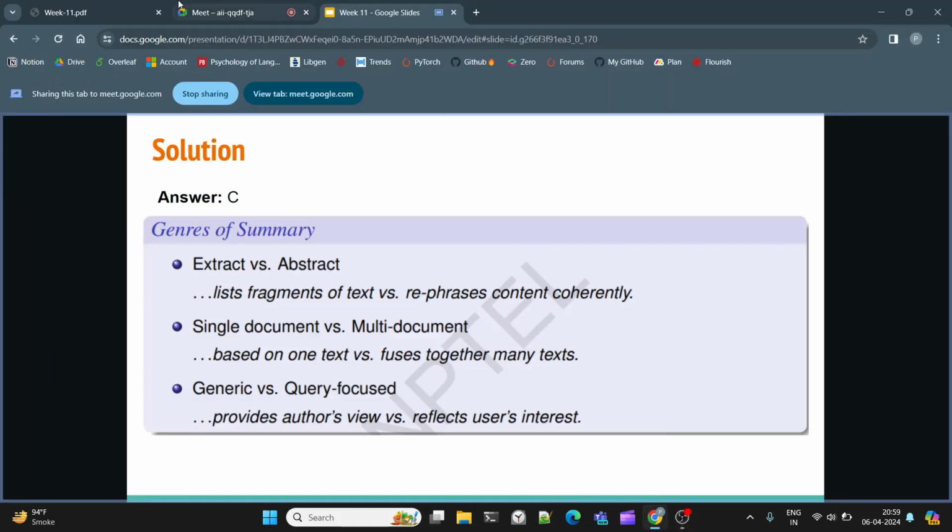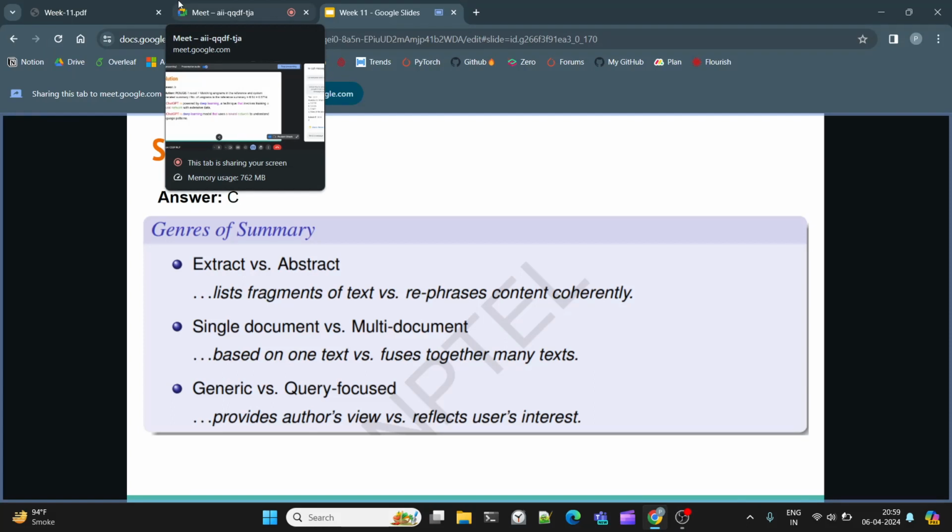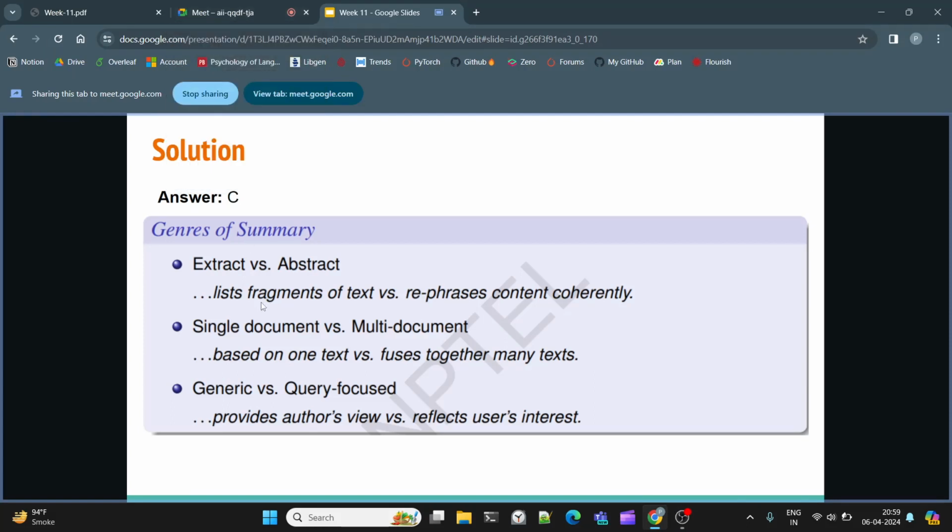Yes, ma'am. And ma'am, what is the difference between a single document and multi-document? So in single document, you have one single document which you have to summarize. In multi-document, you will have multiple documents, maybe pertaining to a single theme. They would have the same theme. Now you use all of those to produce a summary. That's the difference. Multiple documents, but the topic or the central theme would be more or less the same.